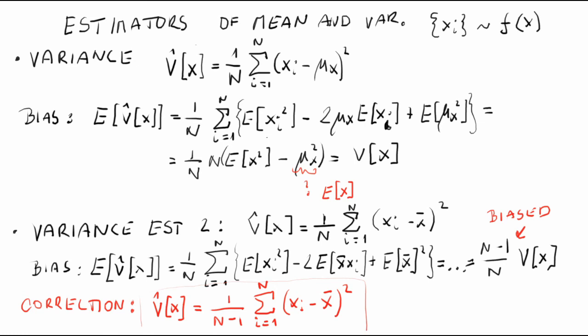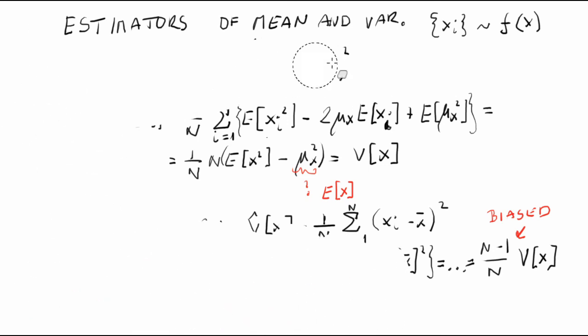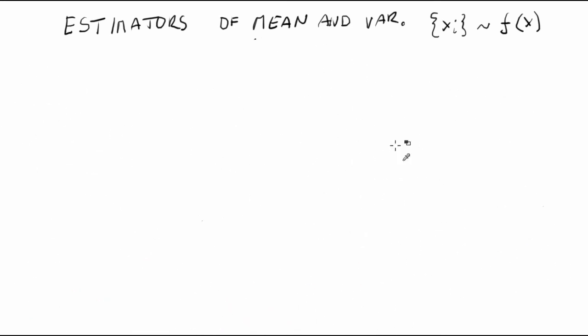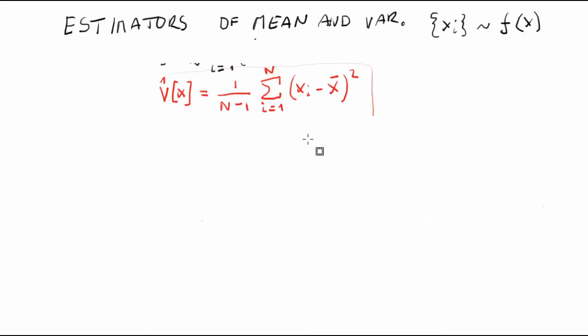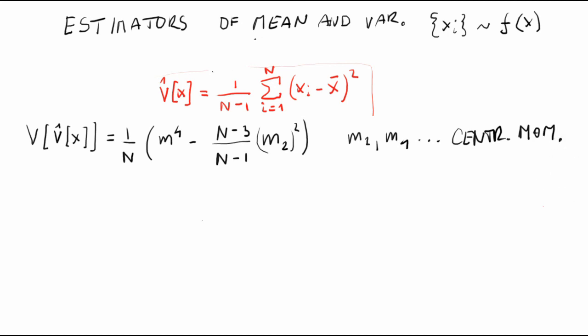And what about its variance? Obviously, the estimator is a random variable, and therefore it is distributed according to some probability density function. We will not attempt to derive the variance of the variance estimator, we will just write it down. Variance of the estimator of variance of x equals 1 over n times m4 minus (n minus 3) over (n minus 1) times m2 squared. The numbers m2 and m4 are central moments of the probability density function f.